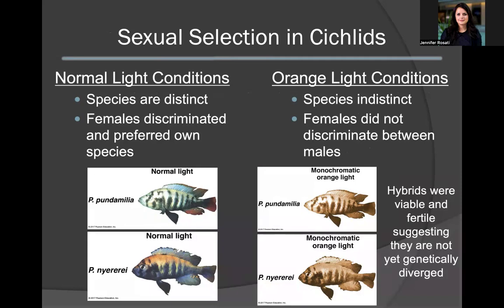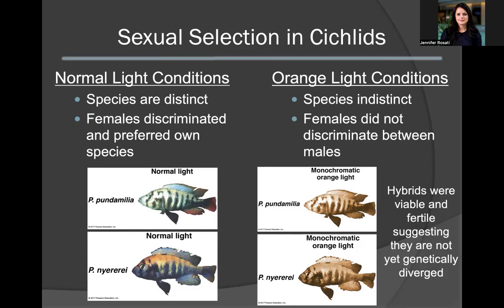Research has examined the mating strategies between two similar species, Pundamilia pundamilia and Pundamilia nyererei. Two light conditions were studied, normal light conditions as well as orange light conditions. Under normal light, the species appeared distinct from each other. In this type of environment, females were able to discriminate and showed a preference for mating with their own species.